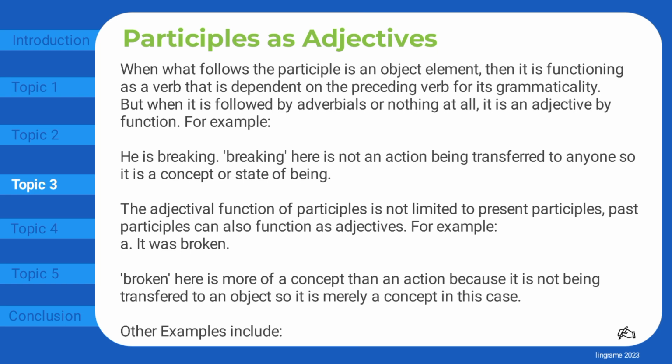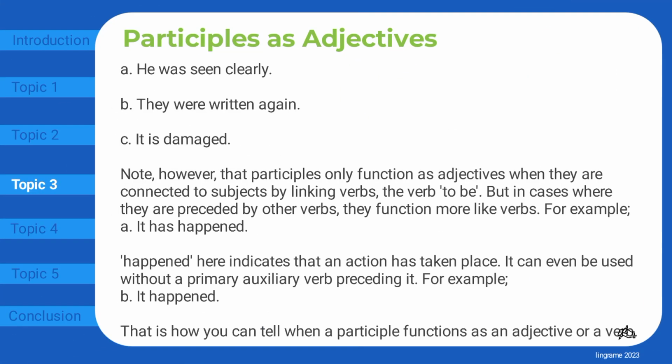For example, it was broken. Broken here is more of a concept than an action because it is not being transferred to an object, so it is merely a concept in this case. Other examples include, he was seen clearly. They were written again. It is damaged.